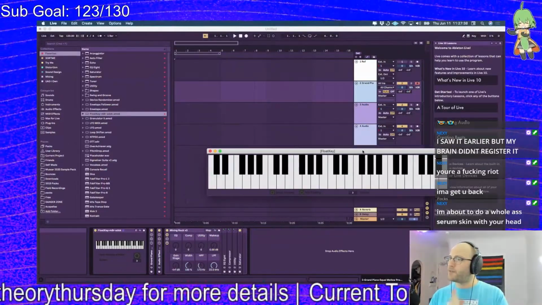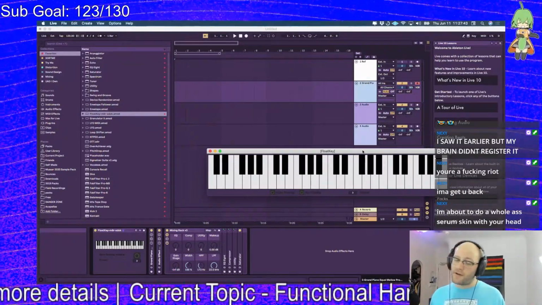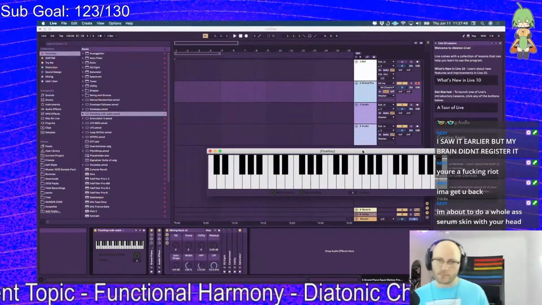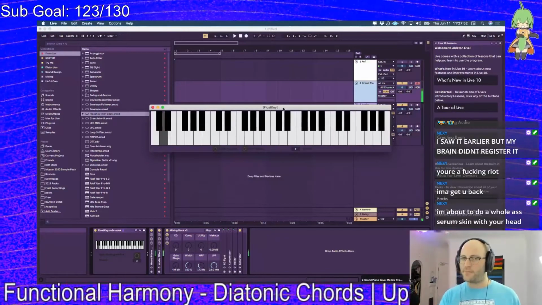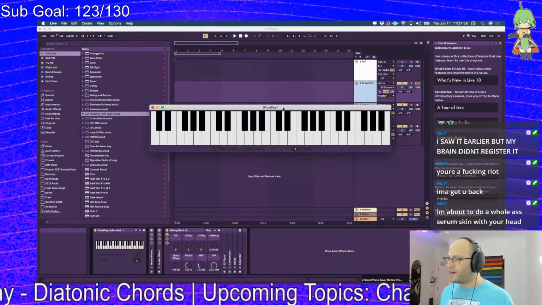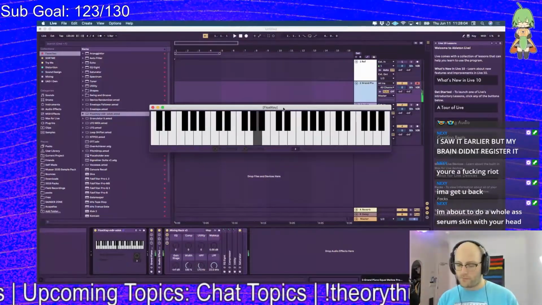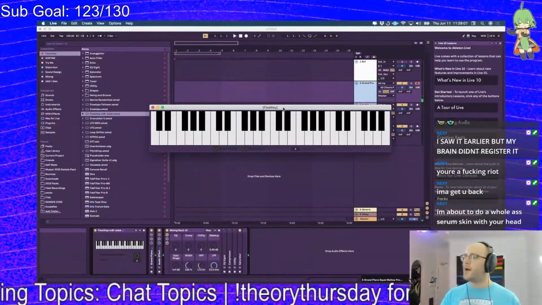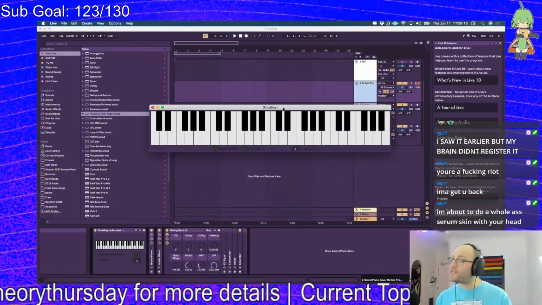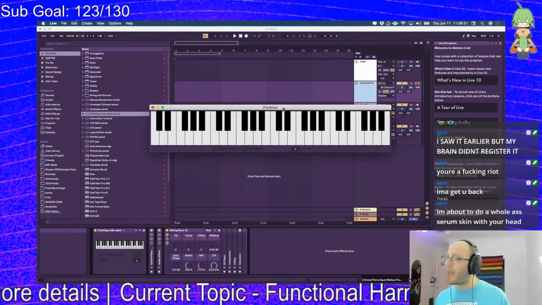Let's talk about functional harmony, specifically from the perspective of the 7 diatonic chords in a major and minor scale. We're going to be using C major because it is easy and it requires zero forethought. But in the key of C major or A minor, you're going to have 7 different chords, one for each note in the scale. And we build those chords using things called triads.